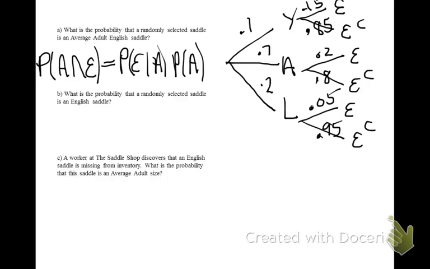If you come into the diagram, looking at adult saddles and then looking at English saddles that are adult saddles, the probability of an English saddle, given that it's an adult saddle, is 20%. So we have 0.2 in this position. Then the probability of even ordering an adult saddle is 70%. So we have a 0.7 in this position. And if we do 0.2 times 0.7, that will give back a probability of 0.14.